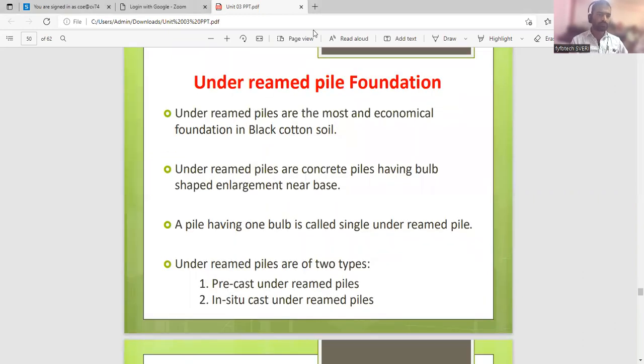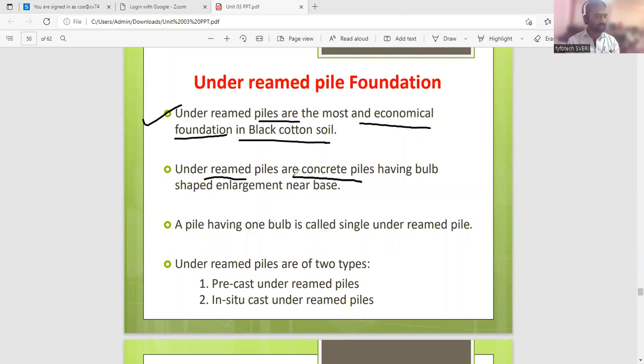See, under reamed piles are the most economical foundation in case of black cotton soil. What is black cotton soil? The soil which is black is called black cotton. So whatever soil you are seeing surrounding your area near your farm, खेत में रहते ना, that is called BC soil. BC मतलब black cotton soil. Okay. So in black cotton soil, it is preferable to provide the under-reamed pile foundation. Under-reamed piles are concrete piles having a bulb-shaped enlargement near the base.